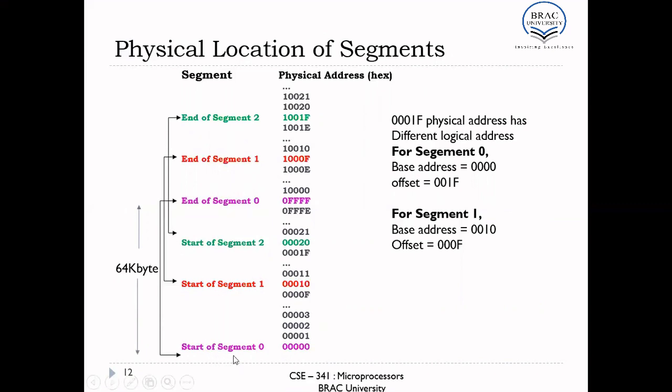In this figure, segment 0 starts at location 00000 and after 64 kilobytes of memory space, it ends at location 0FFFF. But in this figure, you can easily see segment 1 starts at 00010. Segment 2 starts at 00020. That is within the range declared by the 64 kilobytes of segment 0. So here segment 0, segment 1, and segment 2 are said to be overlapped segments.